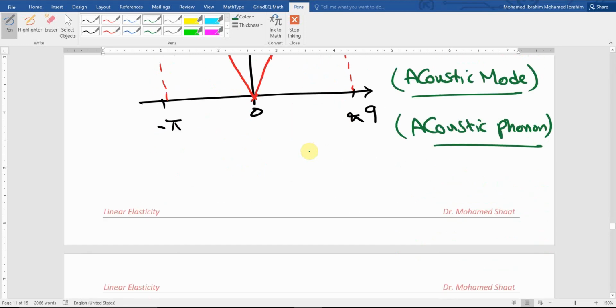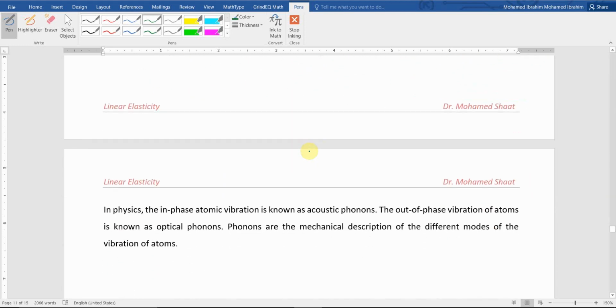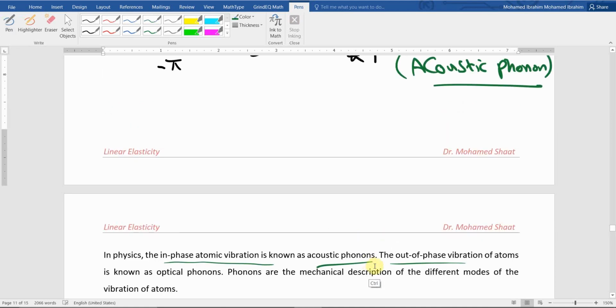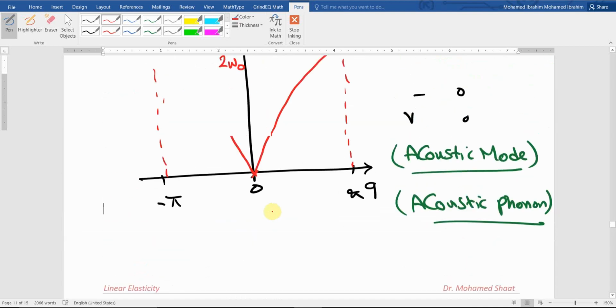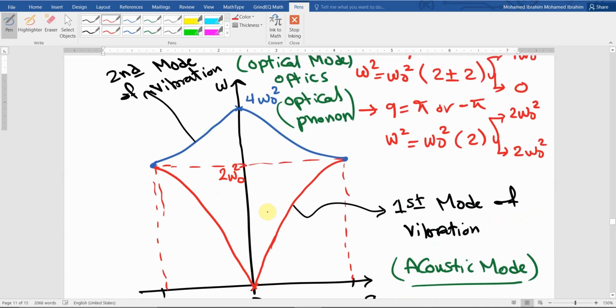So generally, in physics, the in-phase vibration is commonly known as acoustic phonons, while the out-of-phase vibration is commonly known as optical phonons. Phonons, in general, are a mechanical description of the different modes of vibration of atoms when the lattice is subjected to some incident waves.